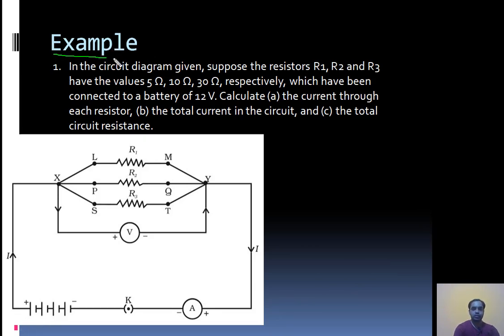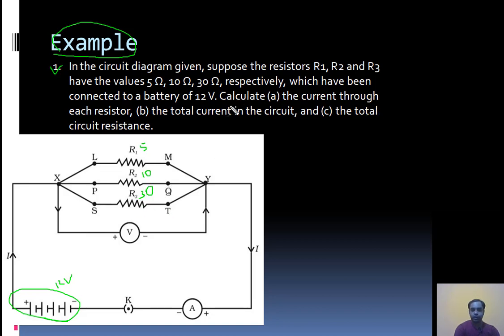Now these are some examples related to parallel connection that we are going to solve here. This is the circuit diagram which is given. In the circuit diagram, suppose the resistors R1, R2 and R3 have the values 5 ohm, 10 ohm and 30 ohm respectively, connected to a battery of 12 volt. Here this battery is 12 volt. The first resistor is 5 ohm, the second resistor is 10 ohm, the third resistor is 30 ohm.